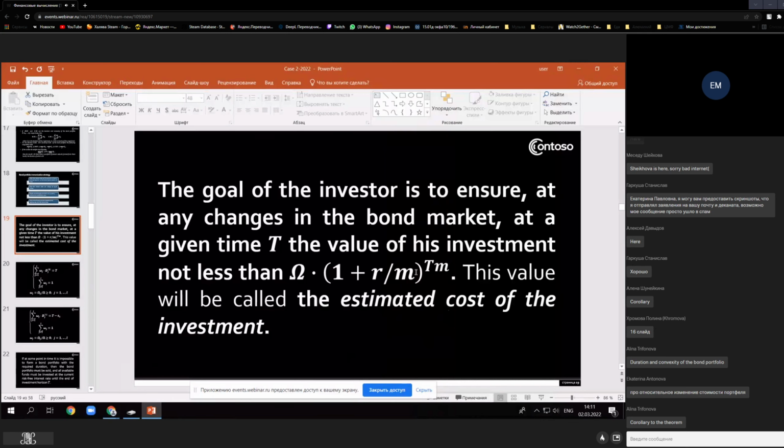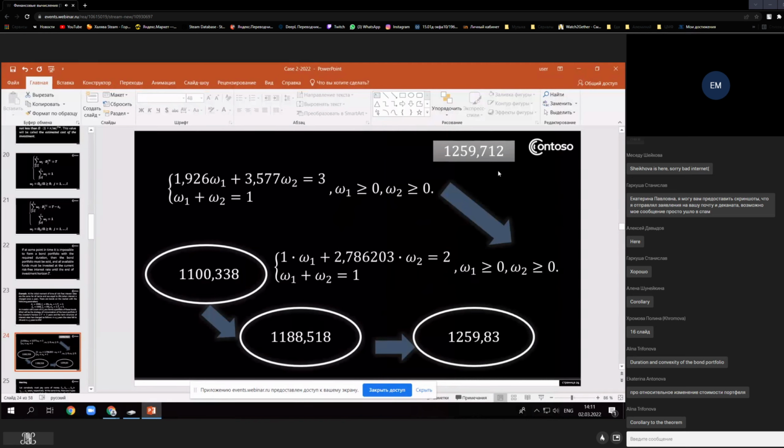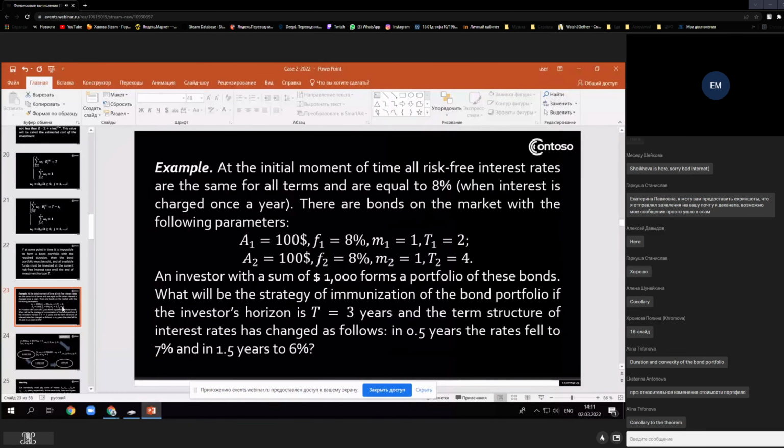So M will be 2 and T will be 3. It allows us to estimate the planned result of our investment, it will be this number. As we can see, during our time horizon of investment, the rates will change twice at 0.5 years, at 1.5 years.